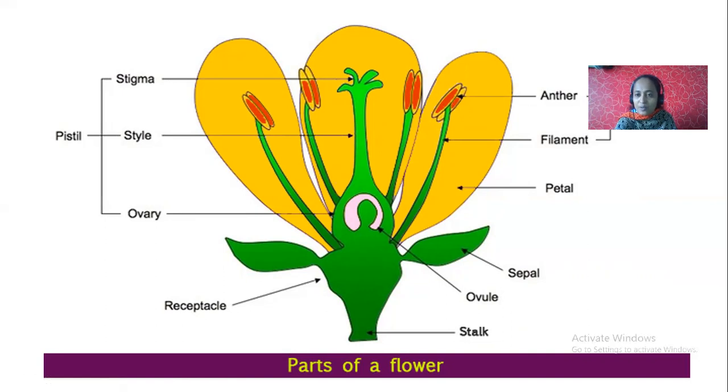And anther has two lobes. See, this is lobe number 1. This is lobe number 2. Each lobe possesses two sacs, compartments. Totally, how many sacs are there? 2 plus 2, 4. So within these sacs, pollen grains are produced. When anthers are mature, they will rupture. Sacs will rupture and release the pollen grain. So through the wind, through the insects, it may be carried towards the stigma.